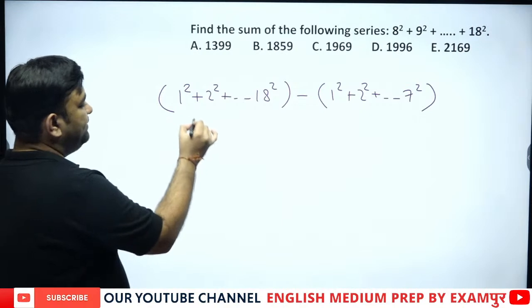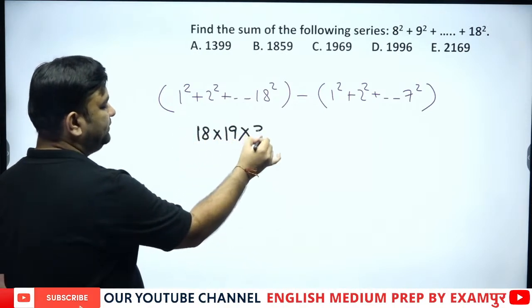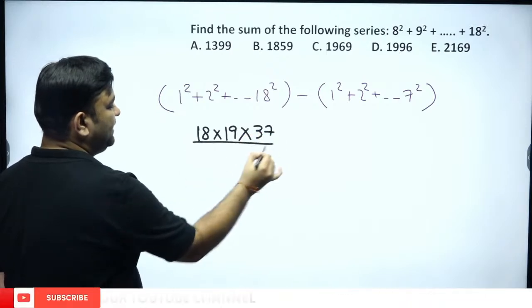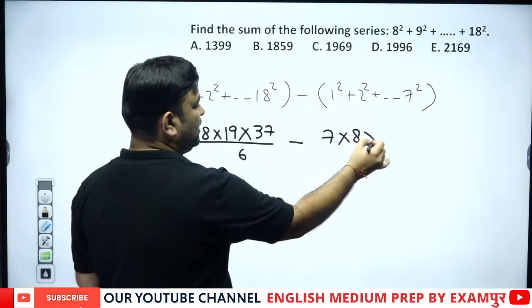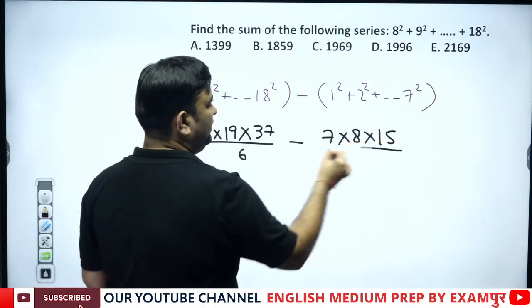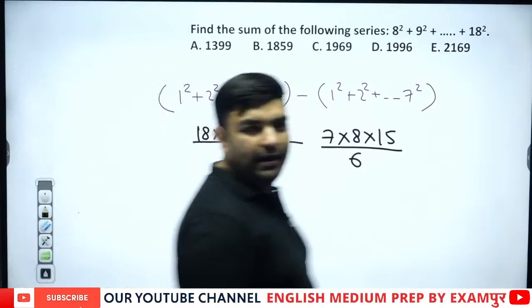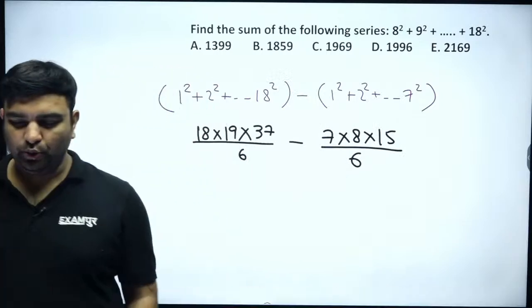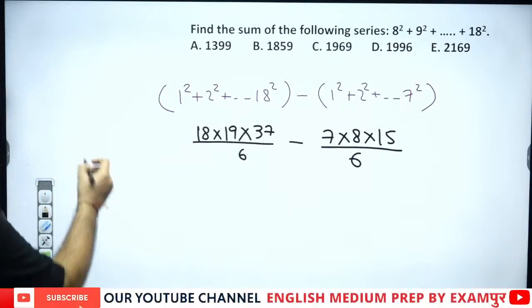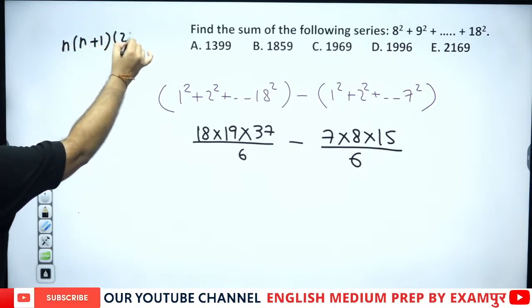So n is 18: n into n plus 1 into 2n plus 1 divided by 6. Let me write it out. n into n plus 1 into 2n plus 1 divided by 6.